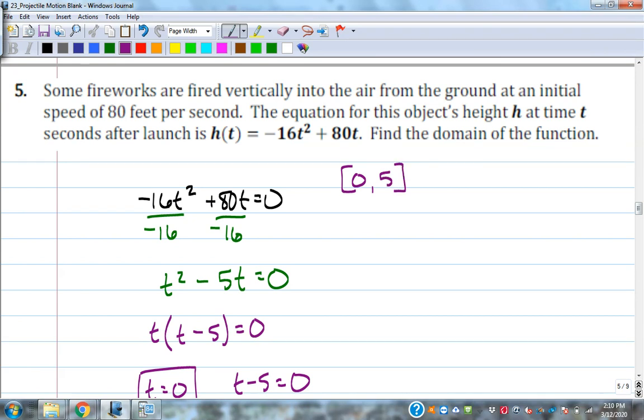When, in theory, should the firework have exploded? At what time? Where would that be? 2.5. Why? Yeah, it's halfway between, right? Because quadratics are symmetric. Remember that line of symmetry. So it should be halfway between if they've timed it right and the fuse is the right length and the right amount of powder is in there and all that stuff. It doesn't always work that way, but those folks that design those things are supposed to set them up that way. That's what's supposed to happen.